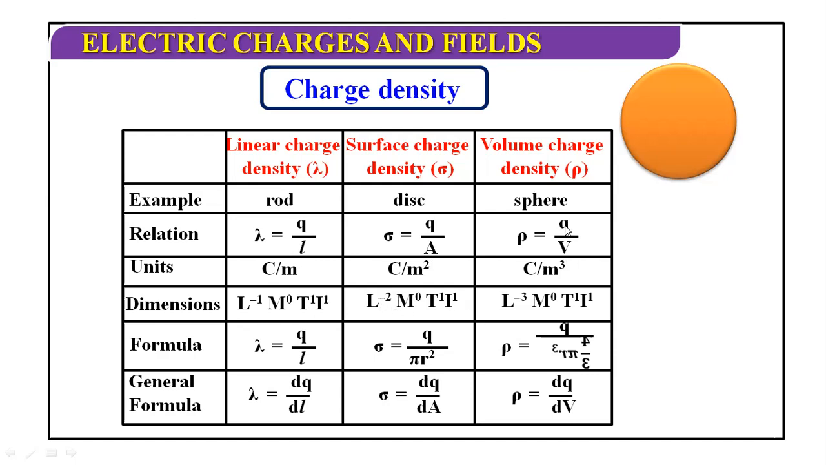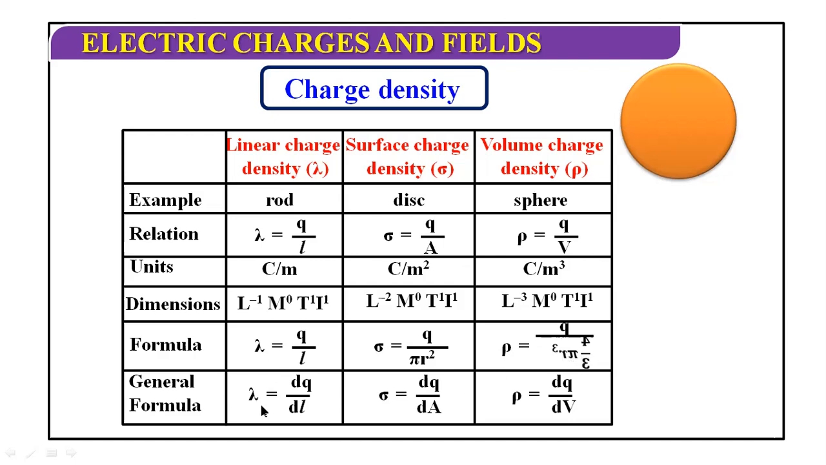Similarly, Q is equal to I into T, so I into T, no mass, because mass is not present in the numerator as well as the denominator, so M raised to the power 0. Volume is L cube, so it can be written as L raised to the power minus 3. Now lambda is equal to Q upon L because length is length. Sigma is equal to Q upon area, and area of the disk is pi r square. And rho is equal to Q upon volume, because volume is 4 by 3 pi r cube.